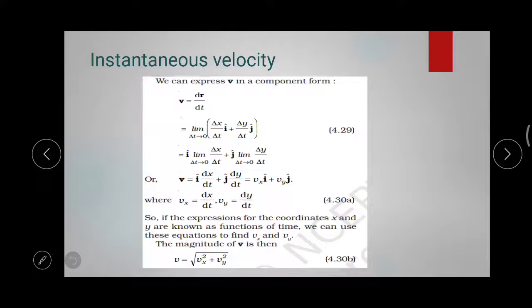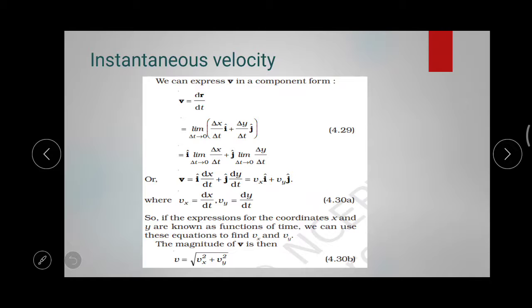Hi dear students. In the last class we discussed the velocity vector and the components of the velocity vector in a plane, or we can say the motion in a plane. Now we are going to see the instantaneous velocity in the case of a motion in a plane.